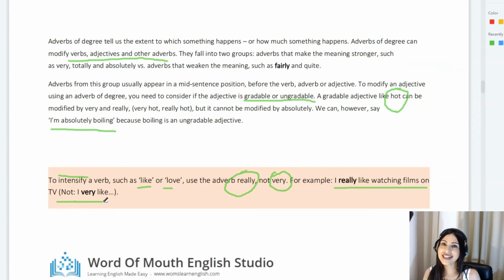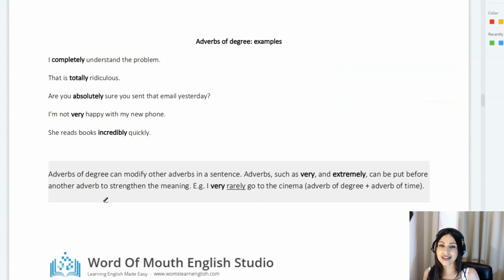You already know this if you're a B1 intermediate user, but here are some examples of how we can use adverbs of degree. I completely understand the problem. This is totally ridiculous. Are you absolutely sure you sent that email yesterday? I'm not very happy with my new phone. And she reads books incredibly quickly.